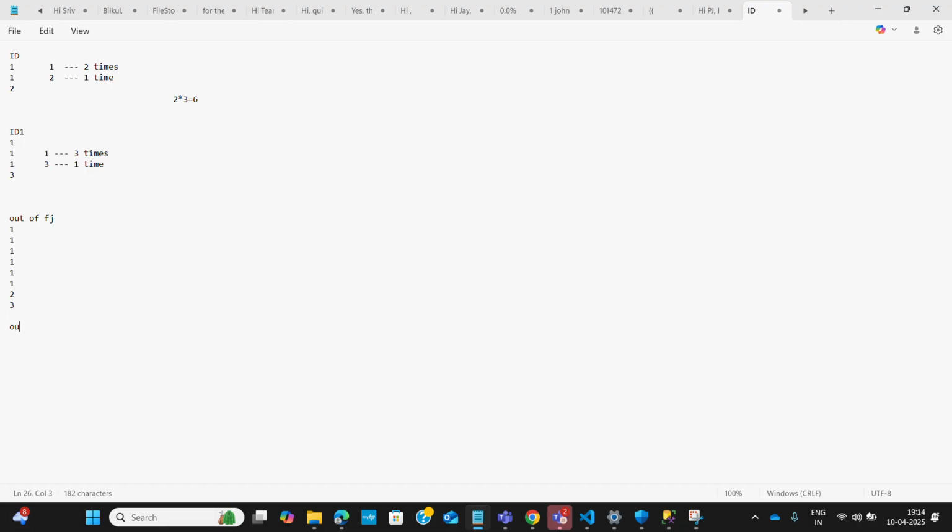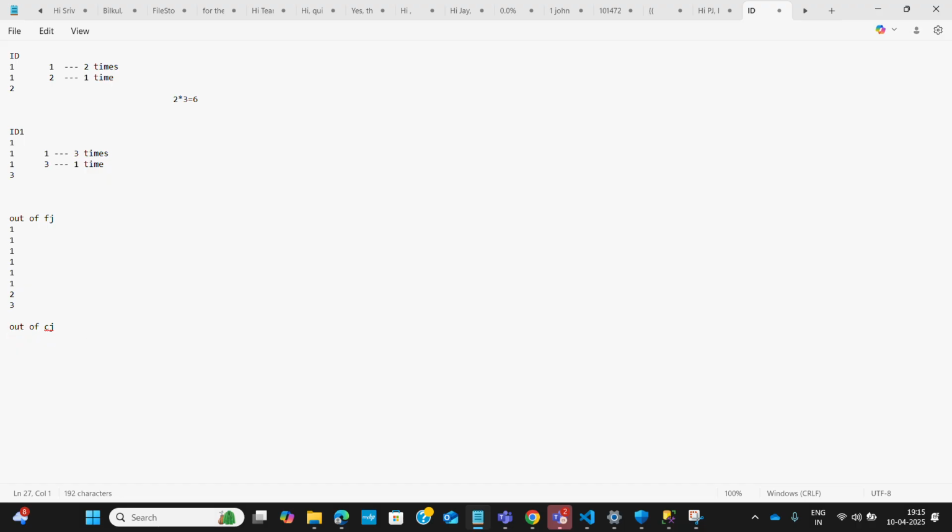And what happens in the cross join? Output of cross join would be like how many rows were present in this table, 3, and in this one, 1, 2, 3, 4. What is 4 into 3? 12. So 12 rows will come in the combination. Got it? You understand, right? In cross join, this one will combine with all the rows of ID1, this one will combine with all the rows of this ID1, and this two will also combine with all the rows of ID1.